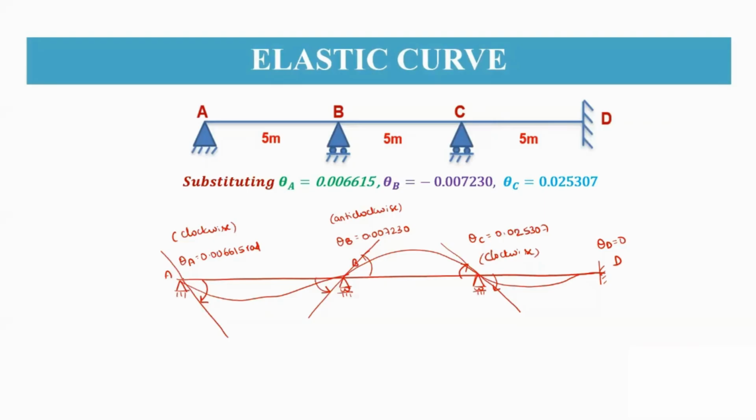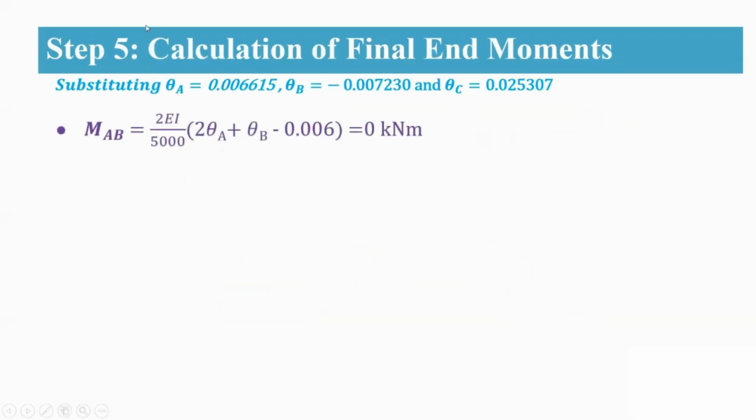By drawing a tangent to this curve, the rotation of this tangent, if it is clockwise, will be positive. If it is anti-clockwise, it will be negative. This is how you are going to represent your elastic curve. After getting theta A, theta B, theta C, you are going to substitute these values in the final end moment equations, that is, the slope deflection equations. You are going to get your moments.